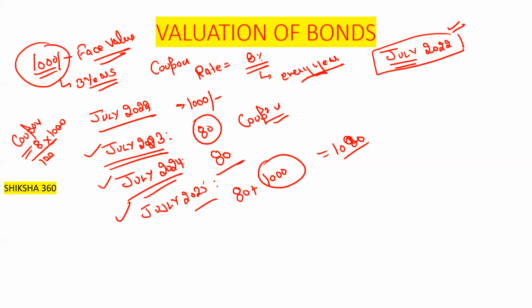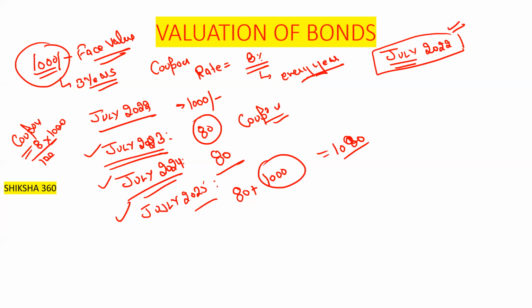So this is just the understanding of the question: how much amount we will get in which year. Like we are purchasing a bond in July 2022, and the face value of the bond is rupees 1000. The coupon rate here is 8%, and the tenure of the bond is 3 years.